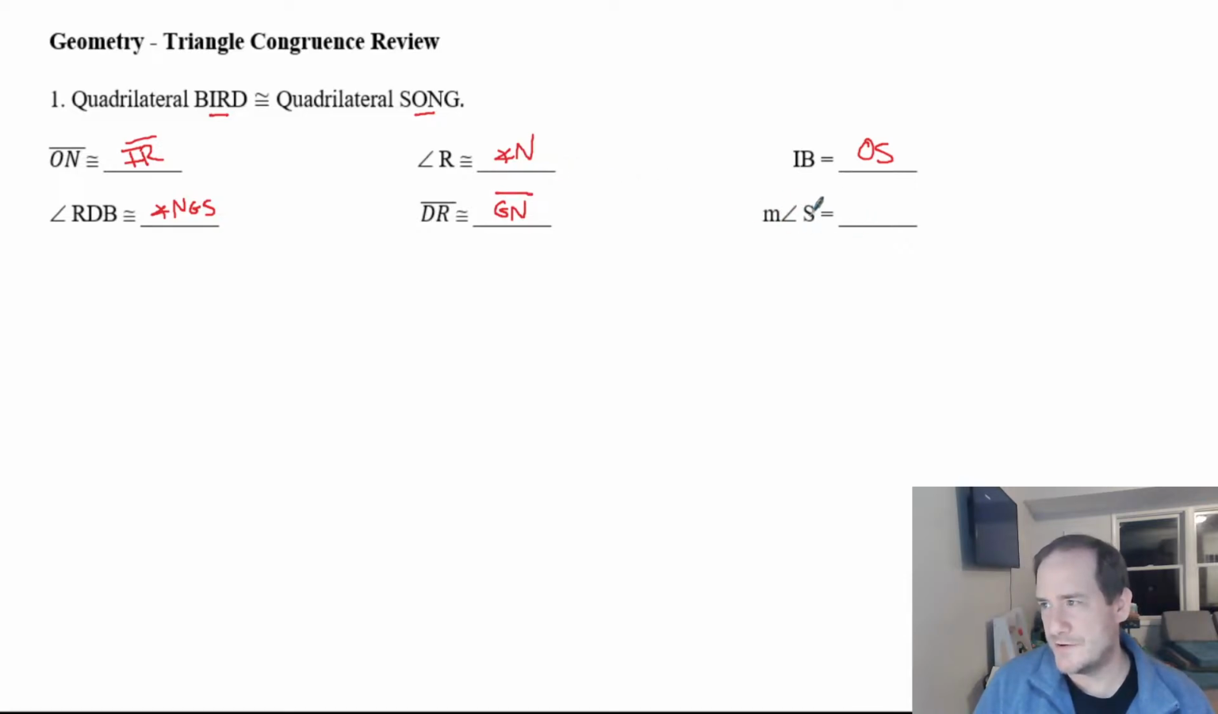And then the measure of angle S, S is first, so B is first. So it'll be the measure of angle B. And that's it for those. Those should be easy.